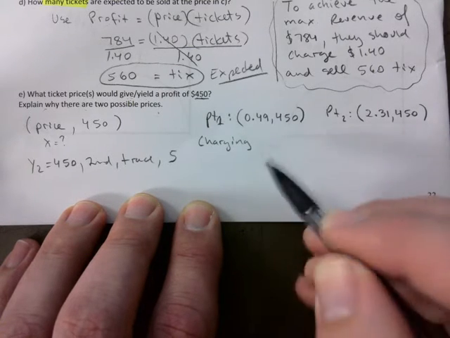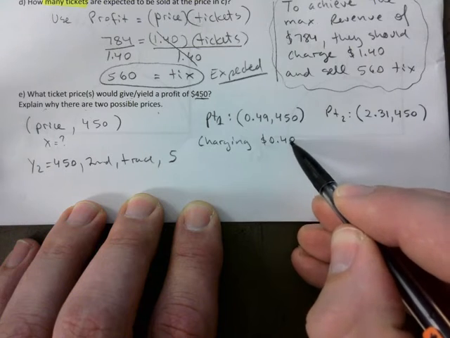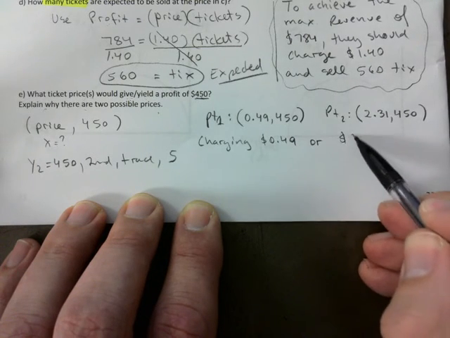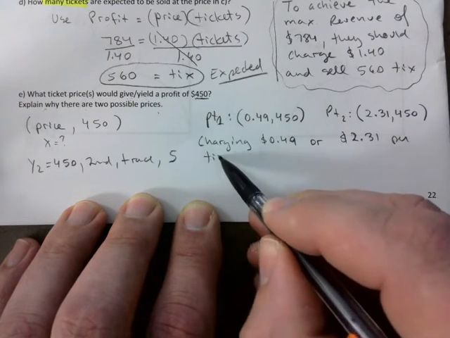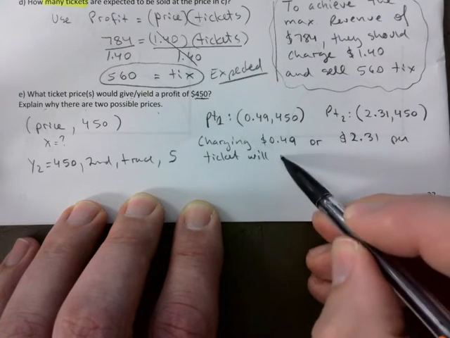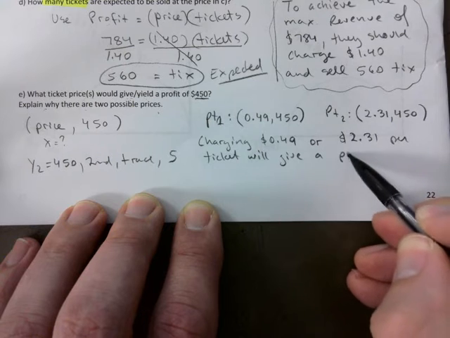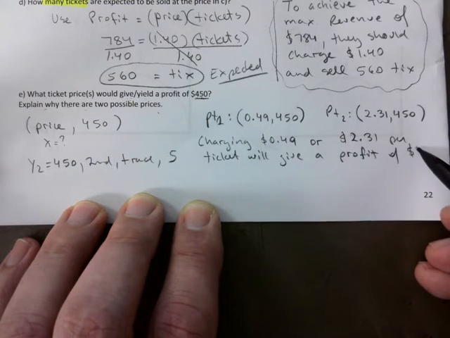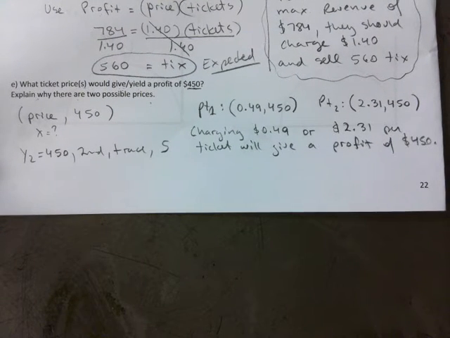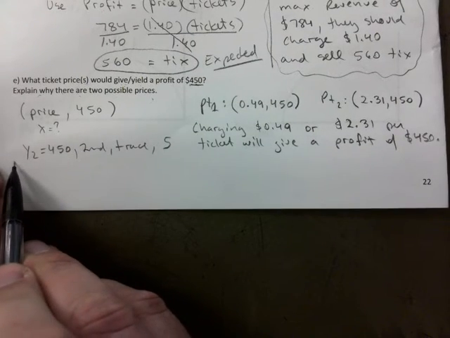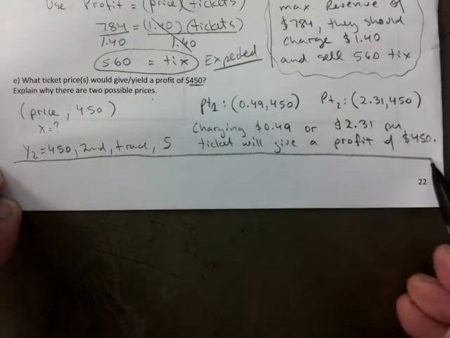Charging 49 cents or $2.31 per ticket will give a profit of 450. And this is my explanation. That's the best you're gonna get in this little space here.